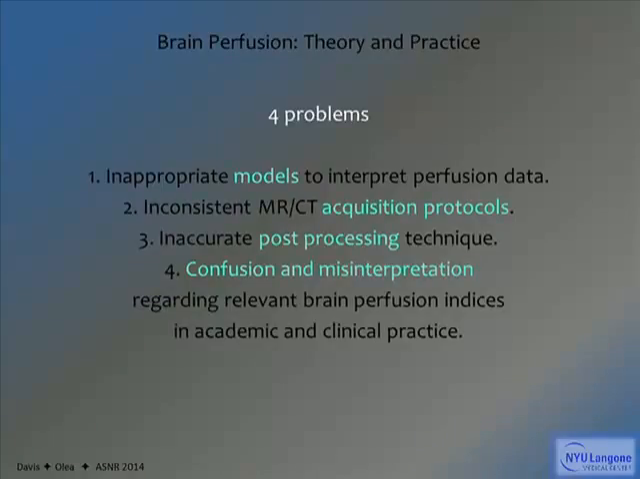And in order to understand that, we need to look at the 4 problems that led us to this current situation. The first is that the models that we use to interpret our perfusion data are inappropriate. The second is that the acquisition protocols in MR and CT are inconsistent between scanners, between doctors, between institutions. The post-processing techniques that we use are inaccurate. And lastly, there is confusion and misinterpretation regarding what the relevant brain indices are for determining infarction and penumbra in the academic and in the clinical practice.